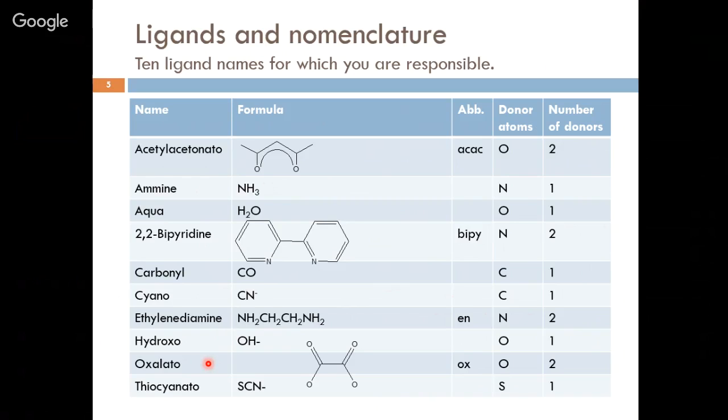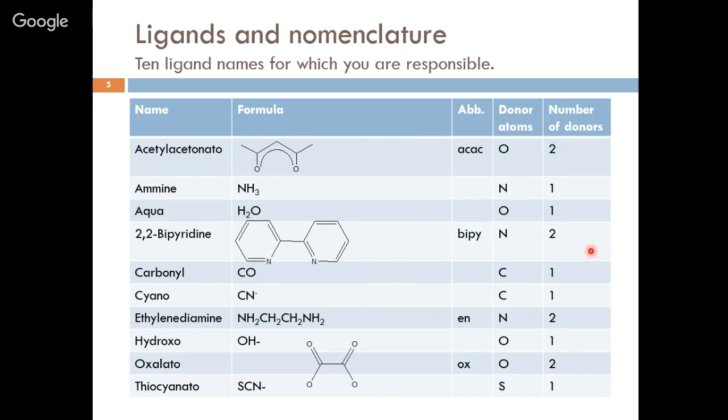An oxalate ion is called oxalato, and it's this group here. It's abbreviated OX, binds through the oxygens, two oxygens on one side, so it's bidentate. And the thiocyanato is the SCN ion. When it's called thiocyanato, it binds through the S. Isothiocyanato binds through the nitrogen, and that's monodentate in either case.